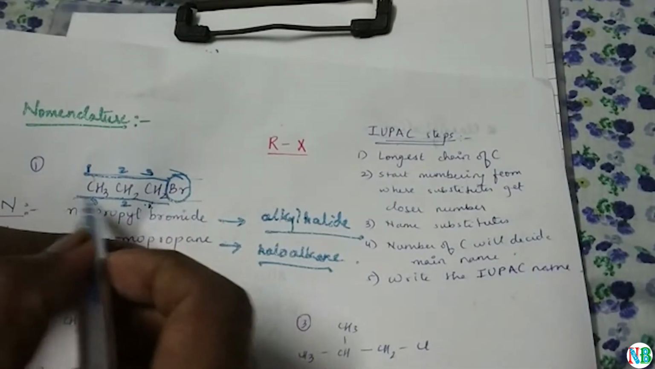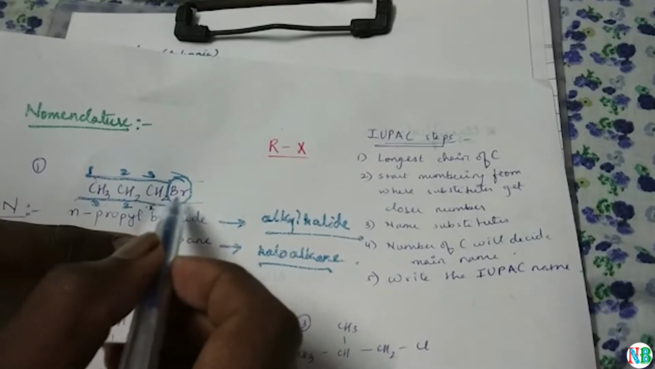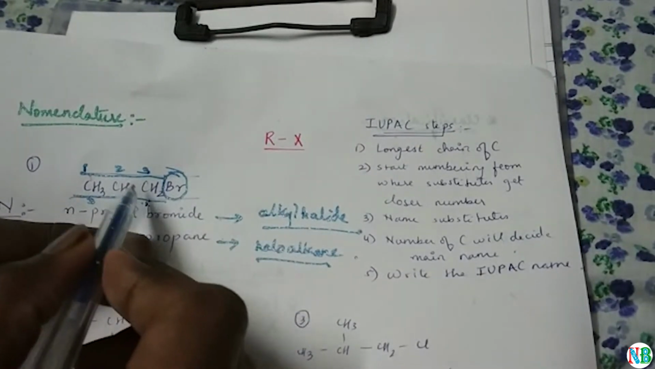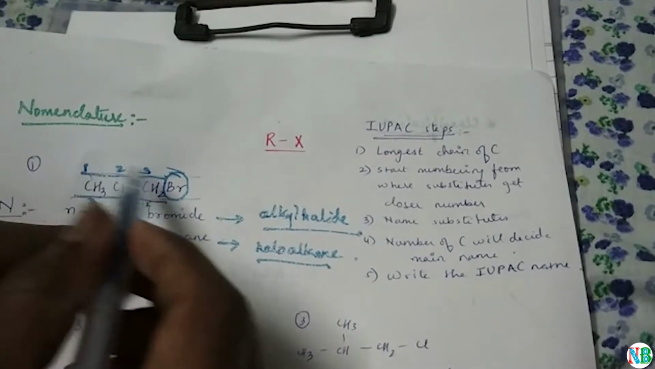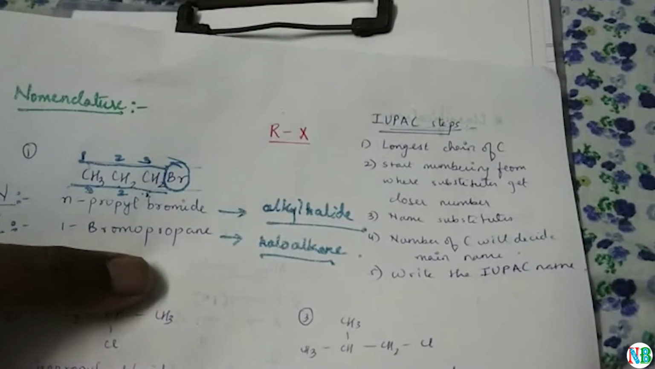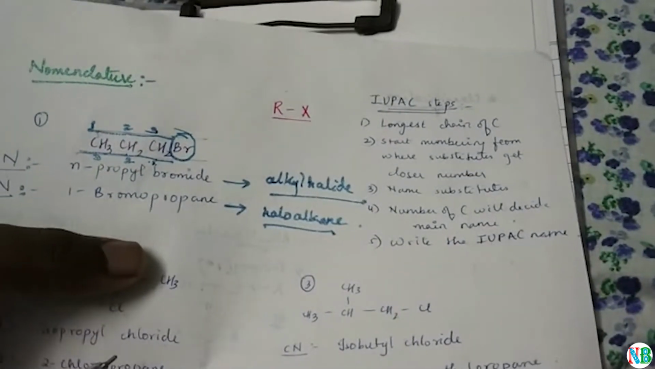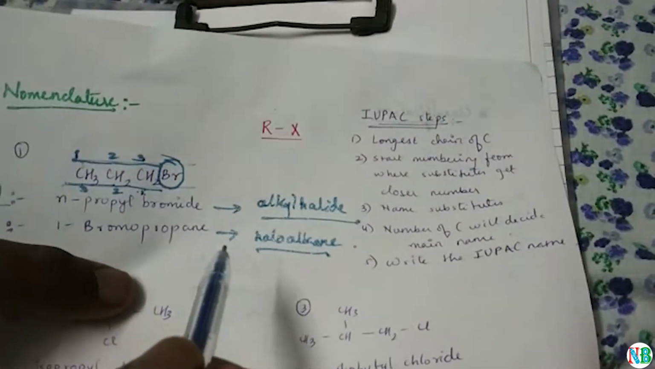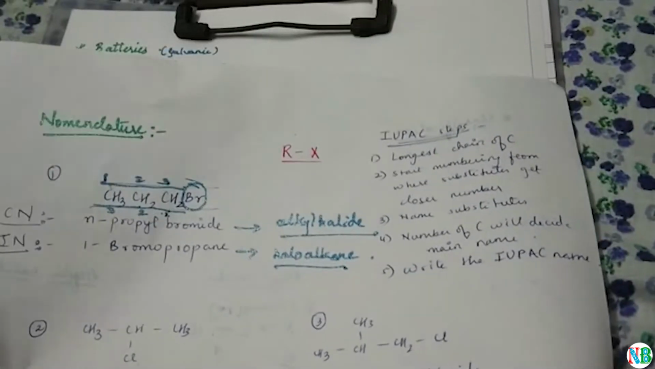And therefore the name of this compound will become a haloalkane. So 1-bromopentane, 1-bromopropane, because there are 3 carbon atoms. So the name simply becomes 1-bromopropane. Now moving on to our next.